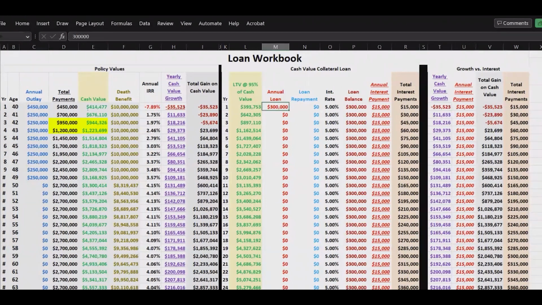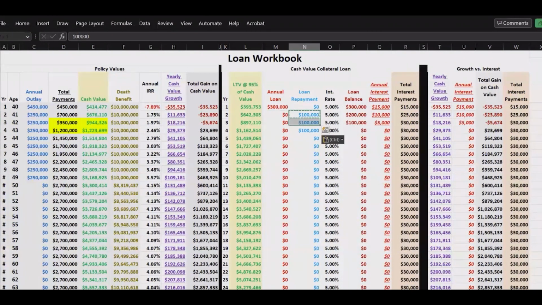Let's assume she takes that $300,000 loan and then beginning the second year repays it at $100K per year, which is in addition to the interest payments. We're assuming the interest is being paid out of pocket. But if I apply $100K per year toward the loan principal, in 3 years it's paid off. The total interest I've paid is $30,000.